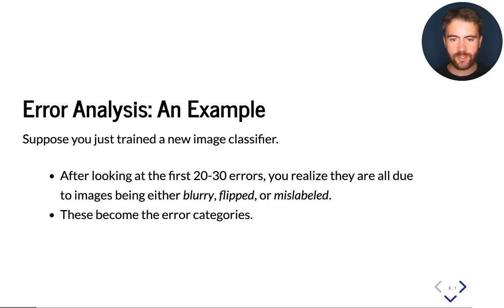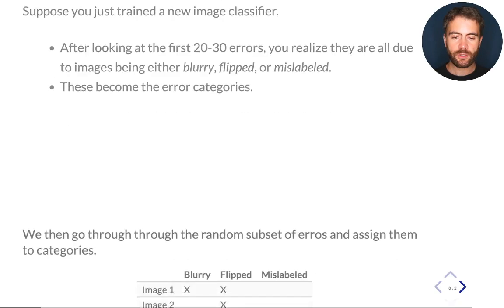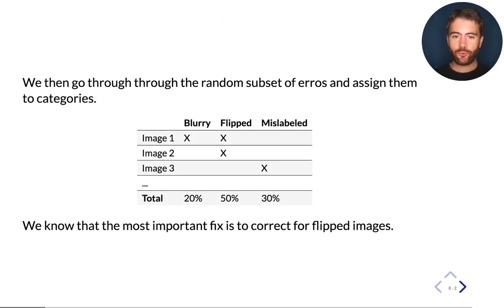So after examining an initial set of points, you see what the different error types are. And then you can go through the entire random subset of errors and assign them to categories using something which looks like this table. Here, the rows are all the images that I have in my random subset of errors, and here I put an X in the column that corresponds to the category that is affecting each image.